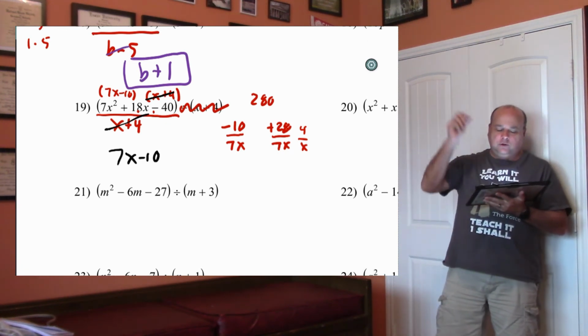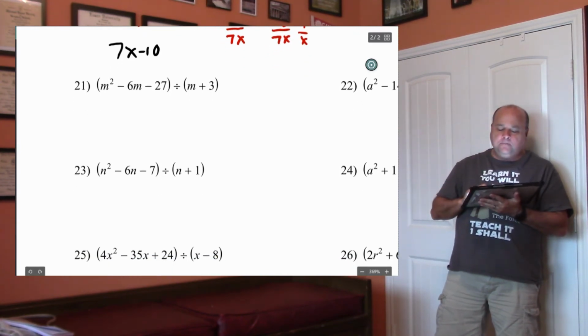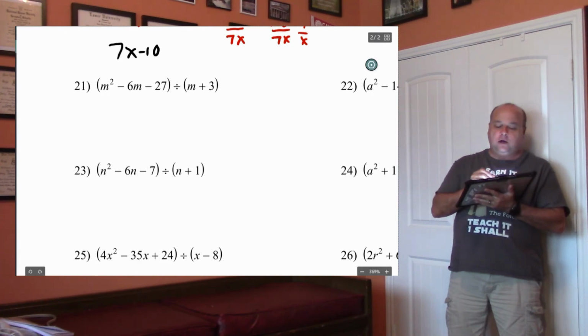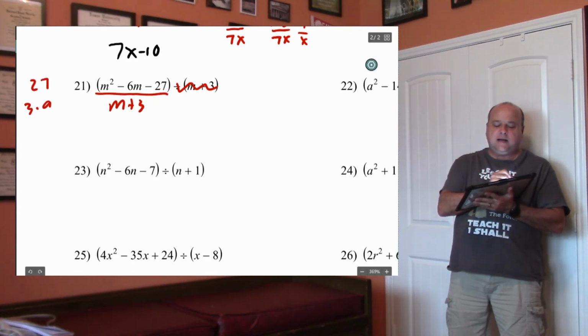Oh, do another one. I'll do 2 more for you, and then that's it. Okay. This is a lot simpler when there's no number in front of the x squared term, okay? So we have n plus 3 on the bottom. We need the factors of 27 that subtract and give me 6. That's going to be 3 and 9.